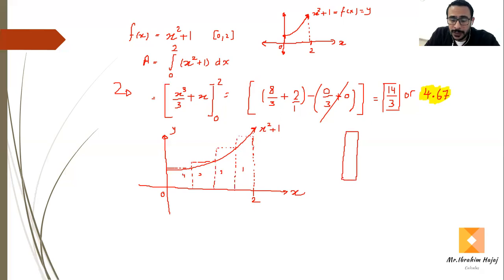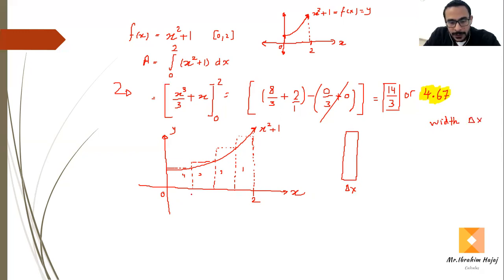So let's take one rectangle and explain what the rectangle is. Each rectangle consists of x1, x2, x3, x4, and so on. So it's a delta x, as we explained yesterday. Delta x here is the width.